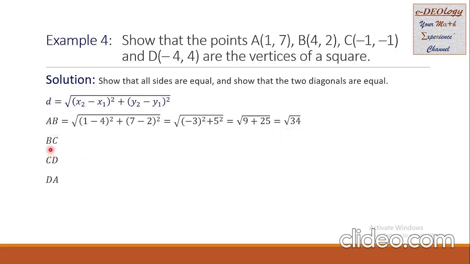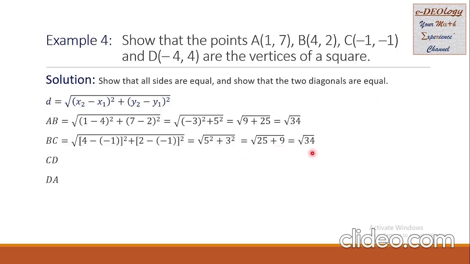Now, side BC. By distance formula, we substitute the values as 4 minus negative 1, then we will square, plus 2 minus negative 1, then we will square. This 4 minus negative 1 will be 5, that is squared, plus 2 minus negative 1, that is 3, then we will square. 5 square is 25, plus 3 square is 9. 25 plus 9 is 34. Therefore, for the side BC, the length is square root of 34.